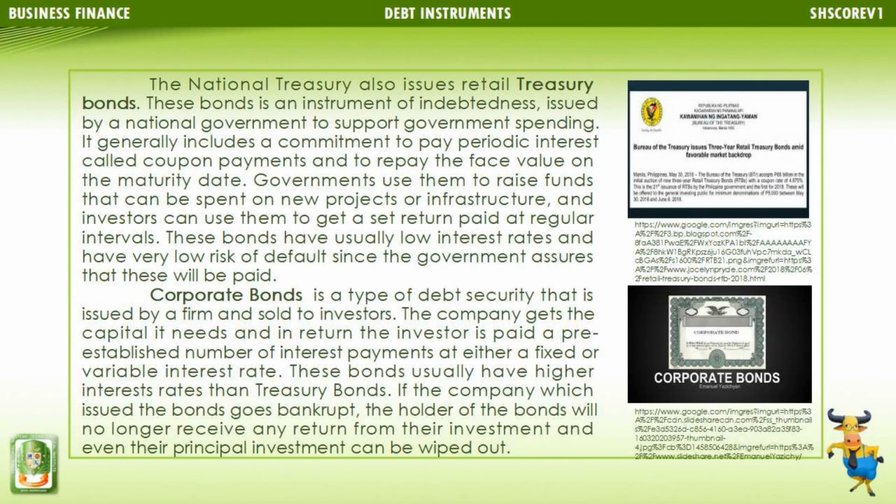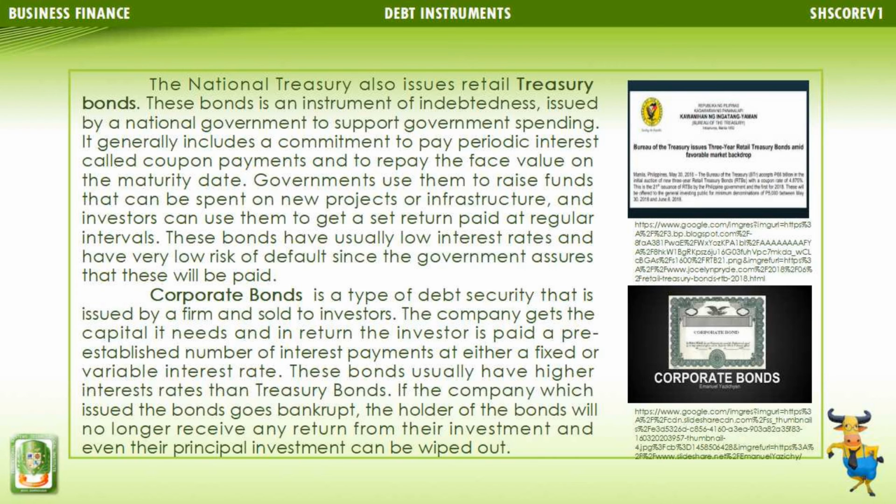The National Treasury also issues retail treasury bonds. This bond is an instrument of indebtedness issued by a national government to support government spending. It generally includes a commitment to pay periodic interest called coupon payments and to repay the face value on the maturity date. Governments use them to raise funds that can be spent on new projects or infrastructure, and investors can use them to get a set return paid at regular intervals.